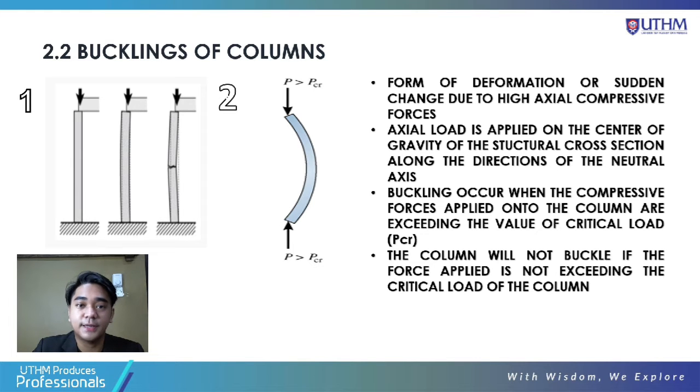Next, the second application of Solid Mechanics 2 is buckling of columns. Buckling of columns is a form of deformation or sudden change due to high axial compressive forces. The axial load is applied at the center of gravity of the structural cross-section along the direction of the neutral axis. Buckling occurs when the compressive forces applied to the column exceed the value of the critical load, PCR. The column will not buckle if the force applied does not exceed the critical load of the column.